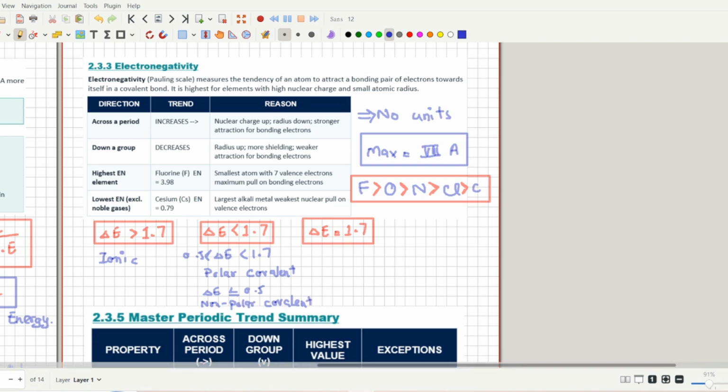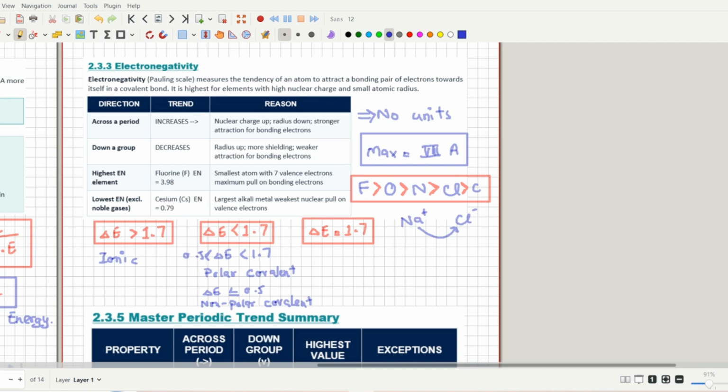So if the electronegativity difference is greater than 1.7, like for example, if an atom like sodium has really low electronegativity and chlorine has really high electronegativity, so what will happen? The low electronegative element will lose an electron and the high electronegative element will gain an electron. So that electron will go from sodium to chlorine, because chlorine has really high electronegativity and sodium has really low electronegativity. Then the ionic bond will happen.